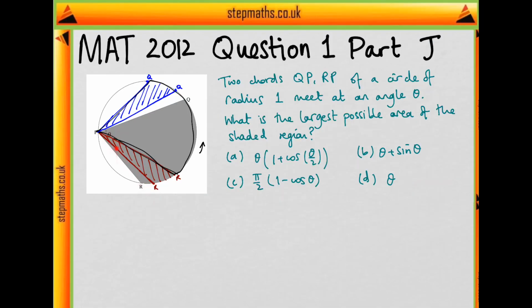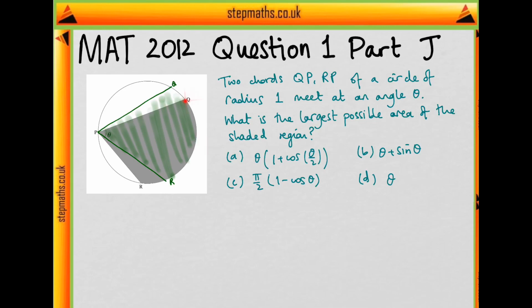So when PR was shorter than PQ, we were increasing area by moving R and Q along the circle, but then once PQ was shorter than PR, then we were decreasing the area again. So the maximum that the area of the shaded region can be is when PQ is equal to PR. So it'll be something like this, when these two chords are of equal length. Okay, so now we just need to work out the area of this region.